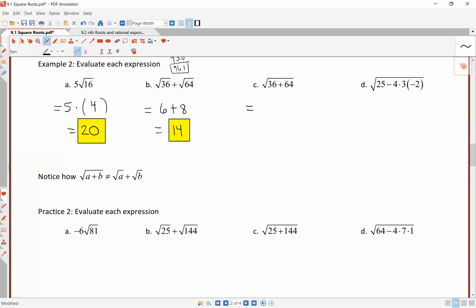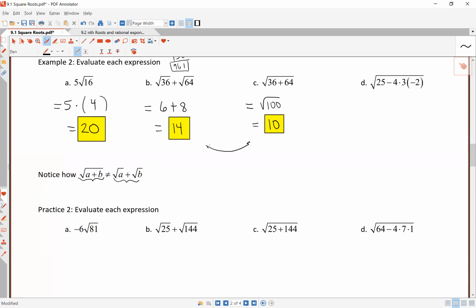Square root of 36 plus 64. Underneath the square root, we must add first. 36 plus 64 is 100, and the square root of 100 is 10. So we point out that it's not going to be true in general that the square root of the sum is the sum of the square roots. We can't split up a square root over a sum because we saw that these two answers were not equal to each other.